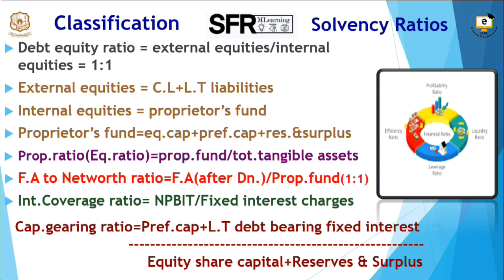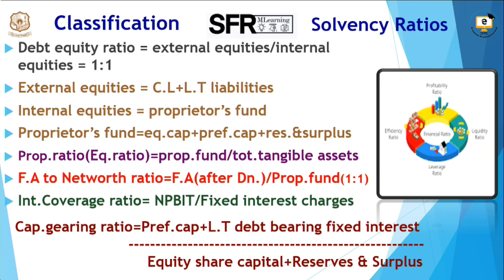Next classification is solvency ratio. Here the following ratios are prepared by the management accountants to find out the solvency position of the business. The first ratio is debt equity ratio. What do you mean by debt equity ratio? It expresses the relationship between external equities and internal equities. External equity means outside equity. Internal equity means owner's fund.